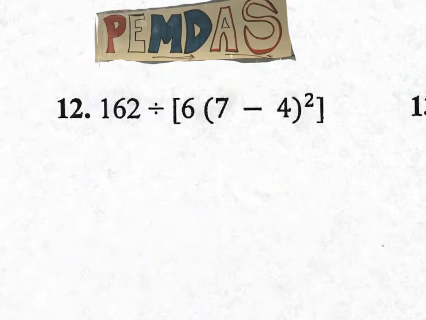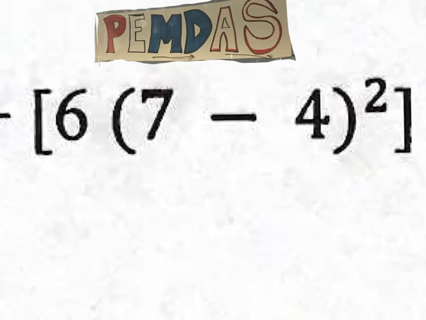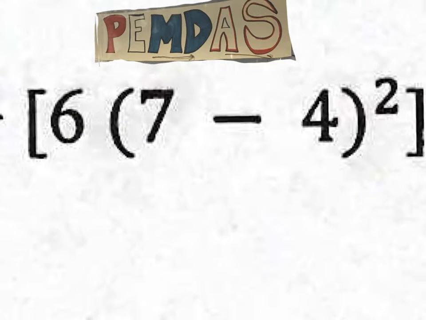So let's look at the P. That means parentheses. Are there any parentheses? Because that's the first thing we need to do. There's actually brackets which are parentheses. So we first need to zoom in to the inside of those brackets. Okay? Now within the brackets themselves, there's another set of parentheses.